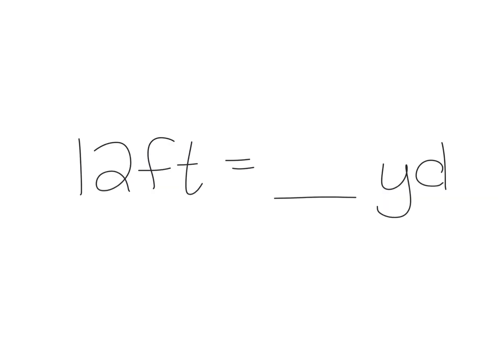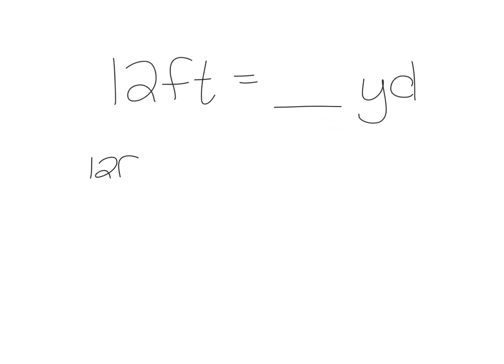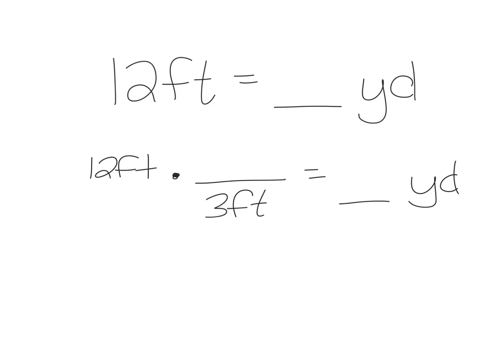One more like this. 12 feet equals how many yards? Start with what you're given. You're given 12 feet. We want to get to yards. What's the relationship between feet and yards? There are 3 feet in 1 yard. Where does that 3 feet go? On the bottom. Why does it go on the bottom? So they can cancel out, and then 1 yard goes on the top. How did you find that, Porter? So we do 12 divided by 3 to give you 4 yards.